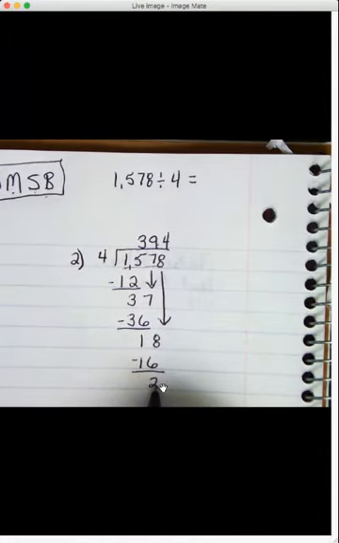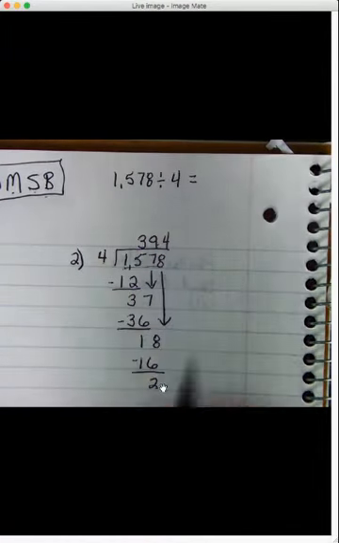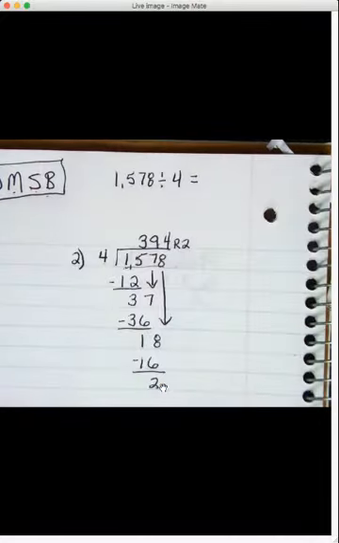We have nothing left to bring down, so this is going to be our remainder. So we do need to write that because it's not a 0. So 394 remainder 2 is our answer. Okay.